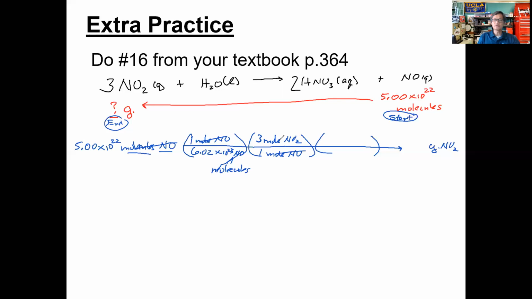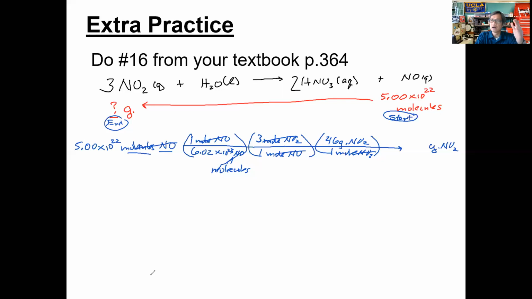So now we have moles of NO2. We need to get to grams of NO2. We're going to use the molar mass of nitrogen dioxide here, which is going to be 46 grams of NO2 over 1 mole of NO2, and that allows us to cancel that out there. So this then, folks, is a pretty straightforward, pretty simple stoichiometric calculation.